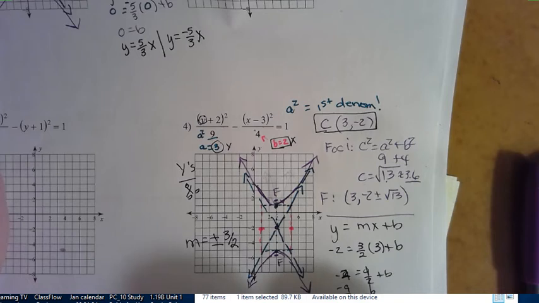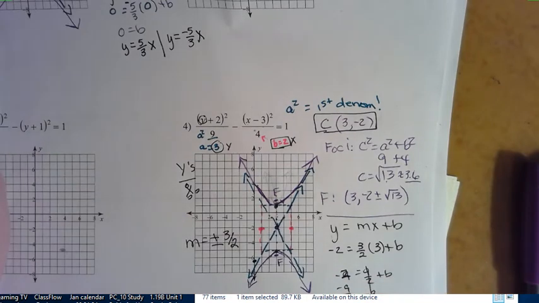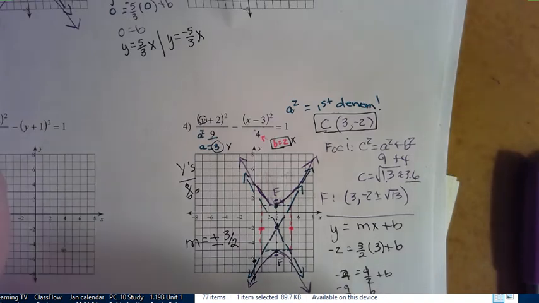-13/2 is much more believable. That's 6.5. This thing should be crossing. Now, I was guessing at this, but it should have crossed right there at 6.5. So that is very believable. So B, if I fill this in, first equation, y equals 3/2 x minus 13/2.